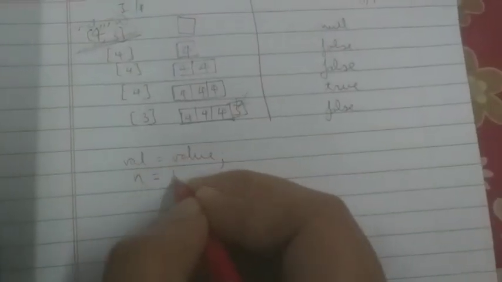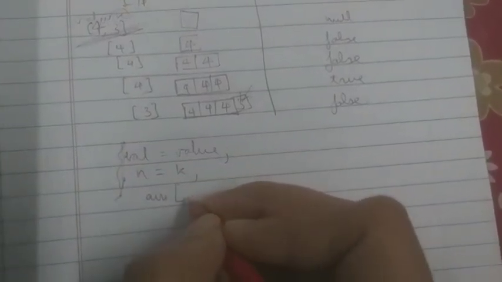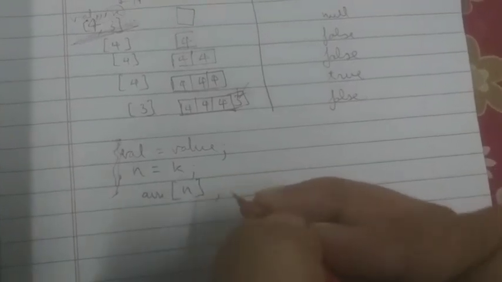Now the basic approach behind this: first of all, what are the things that we are going to define? Number one, val is equal to value. These are the public variables, and instead of k we are going to write it as n. We are going to make an array of size n. And one more thing, that is j is equal to 0. I will tell you why.